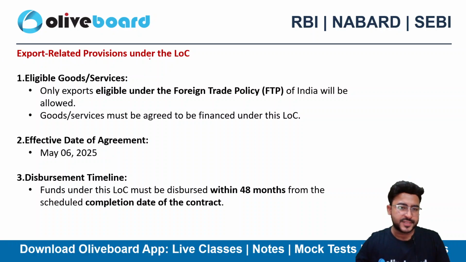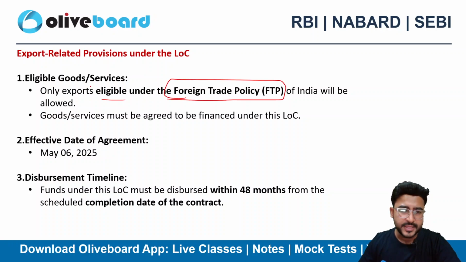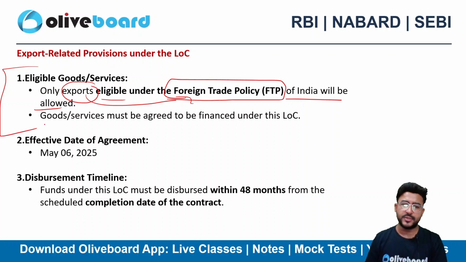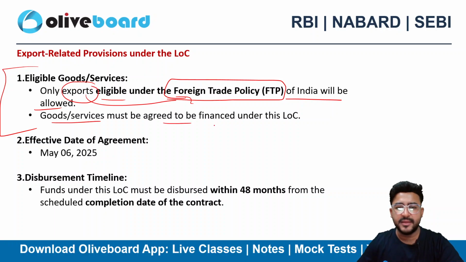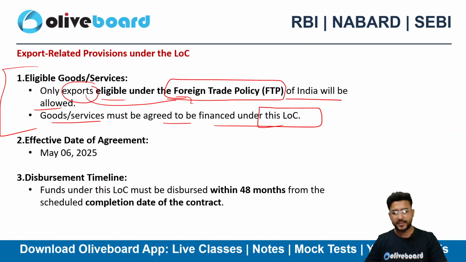So what are the export related provisions related to LOC, eligible goods and services? Only exports eligible under the foreign trade policy. So only the exports that are eligible in the foreign trade policy of India will be allowed here in the eligible goods and services as per this agreement, right? And these goods and services must be agreed and financed under this LOC. So if there is any requirement for goods and services, they can definitely consider it. But the only thing is that exports allowed under the foreign trade policy here in India will be allowed. How can they export what is not allowed within it? Simple. Disbursement timeline.